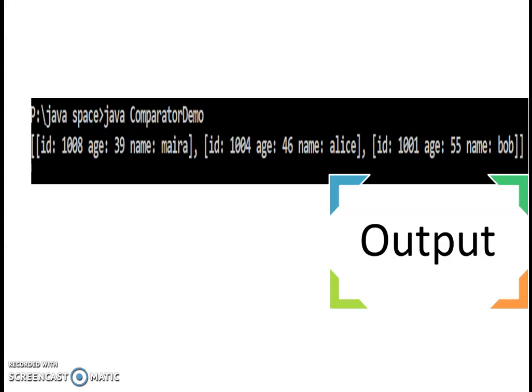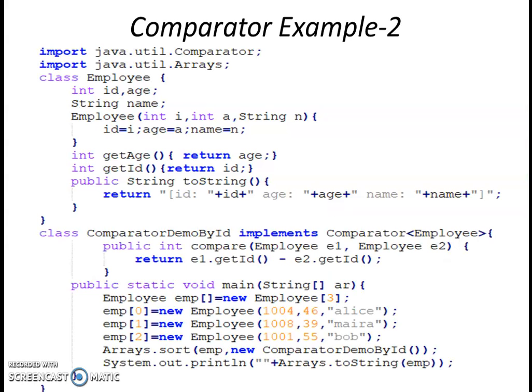Using another technique we can sort objects. So let's understand another example. So here we have again same class employee, instance variables, parameterized constructor. We have getter methods of age and ID, and toString method. Now class is ComparatorDemoByID, implements comparator. We are overriding compare method. It takes two parameters, two objects of employee class, and this time it returns difference of ID, right? So now objects will be sorted based on their ID.